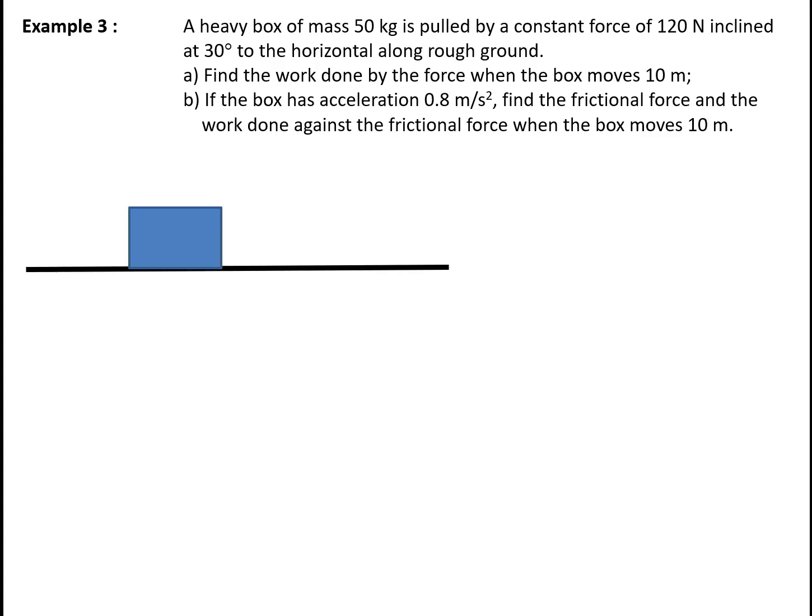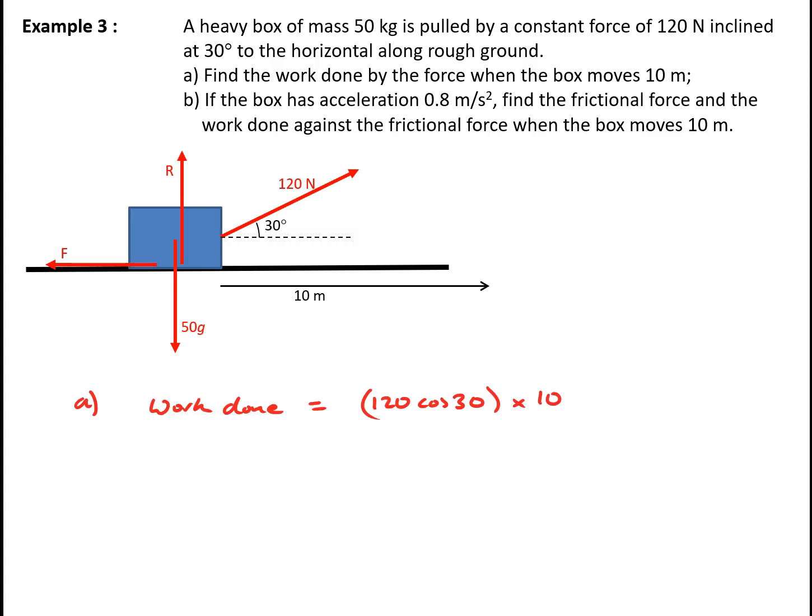So here's our box, and we're moving it 10 meters along the ground. In our force diagram, we've got first of all the force of 120 newtons at 30 degrees to the horizontal. We've got the reaction from the ground on the box, the weight of the box, and the frictional force. So the work done by the force of 120 newtons is the component of the 120 newtons in the direction of the motion times 10, the distance moved. The component of the force is 120 cos 30. So the work done is 120 cos 30 times 10, which gives us 1039 joules.